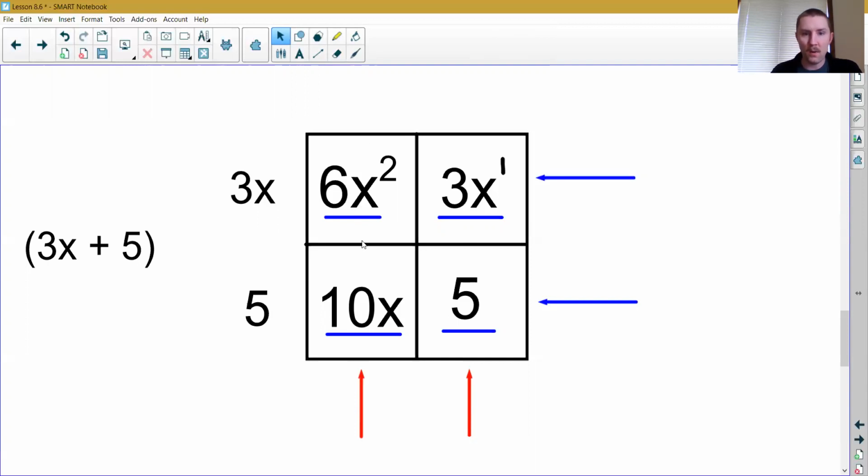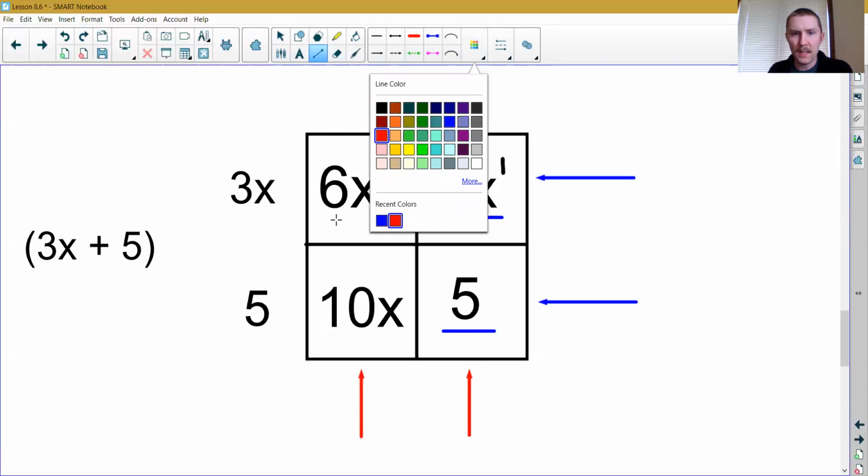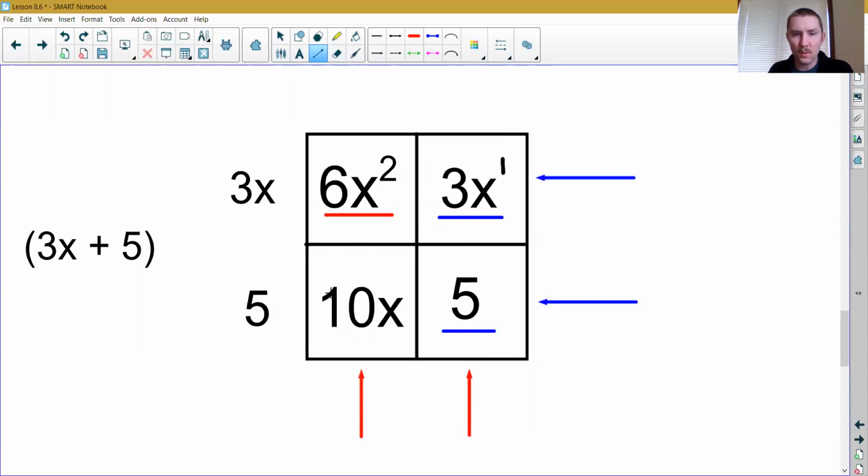Okay. So now I'm not going to do, whoopsies, that's not what I wanted to do. I'm not going to do blue underlines anymore. I'm going to do red underlines. Okay, so if I take this left-hand column, 6x squared and 10x, and I want to factor out the greatest common factor, well, I deal with the numbers first.